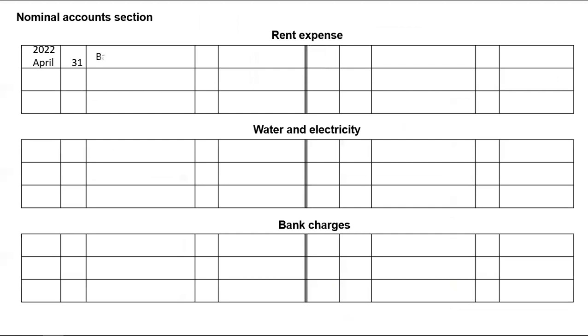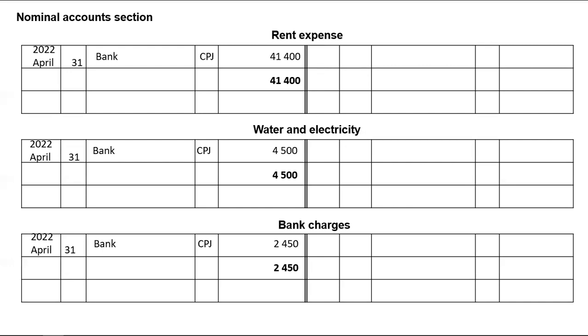And then we're going to have rent expense. Rent expense, it's an expense, it's a plus minus. It goes up on the debit side. And then we'll have water and electricity, which is 4,500. Bank charges will simply be 2,420. All of these are expenses, therefore they go up on the debit side.